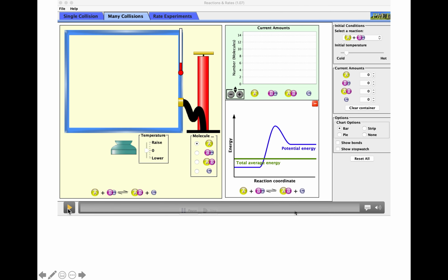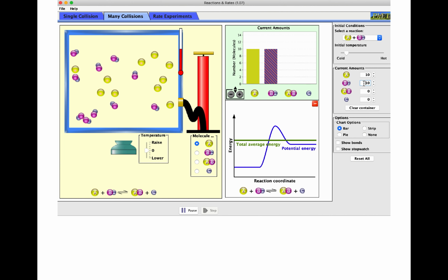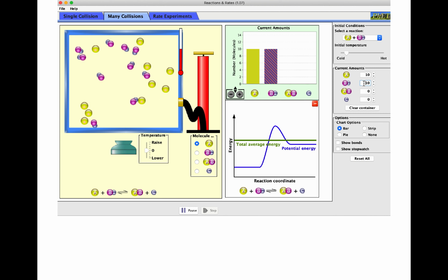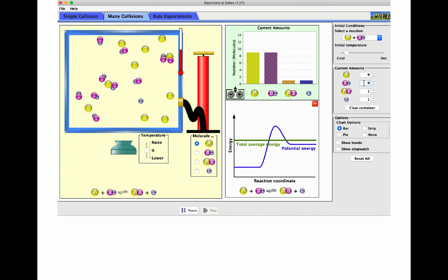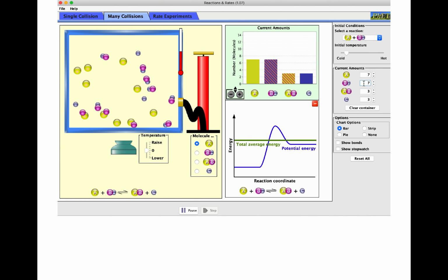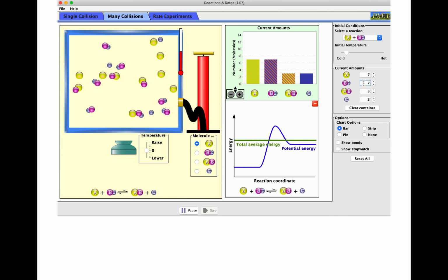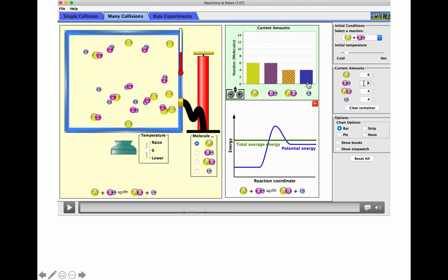Okay, let's check. So I'm going to begin by adding 10 of A. We'll get to that target temperature. The current amounts here in the bar chart, that's a helpful way to keep track of what happens. We'll add 10 of BC. Okay, I'm beginning to see some product form. I'm beginning to see the reaction taking place to some extent. As time goes on, I'm seeing that the relative numbers are definitely not all A and BC. I have some products formed there.